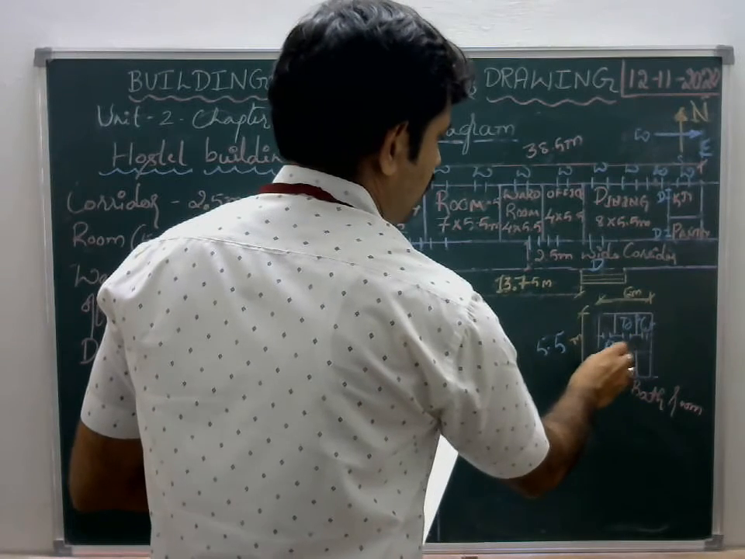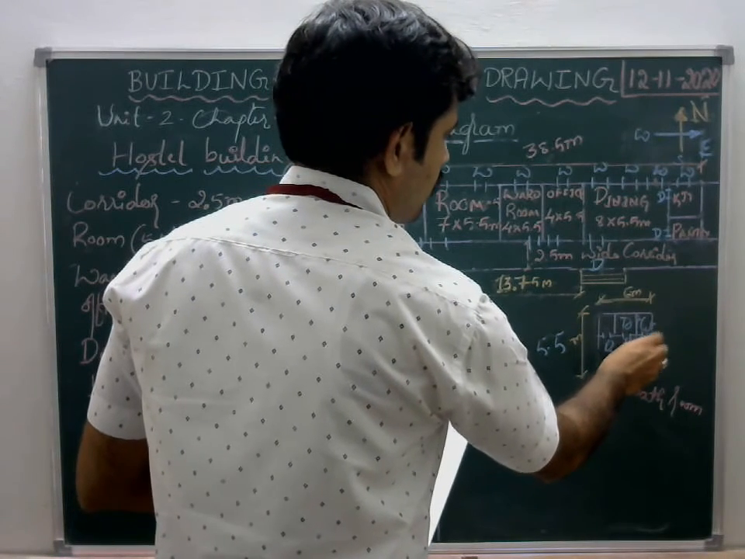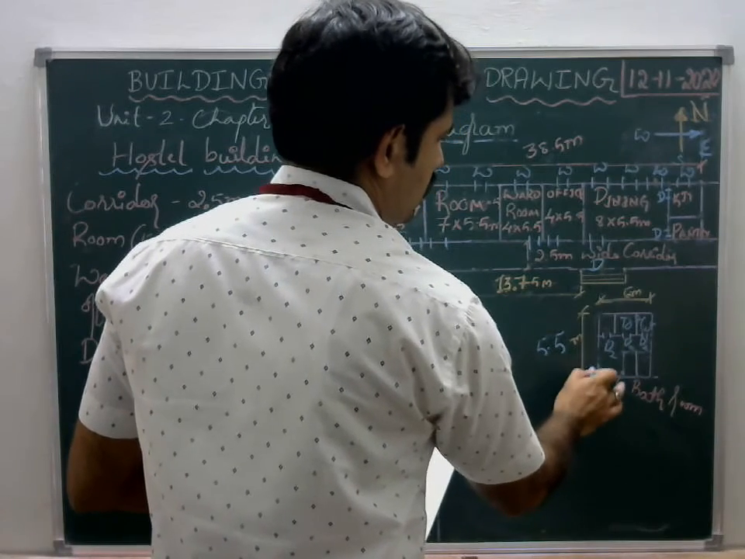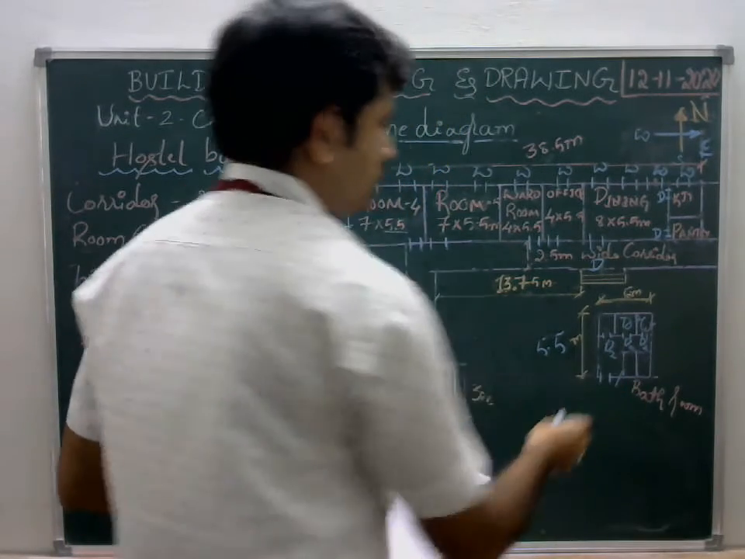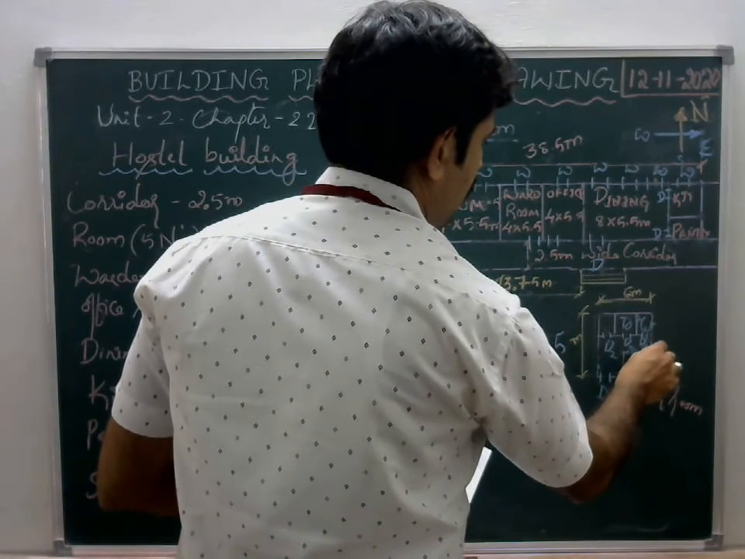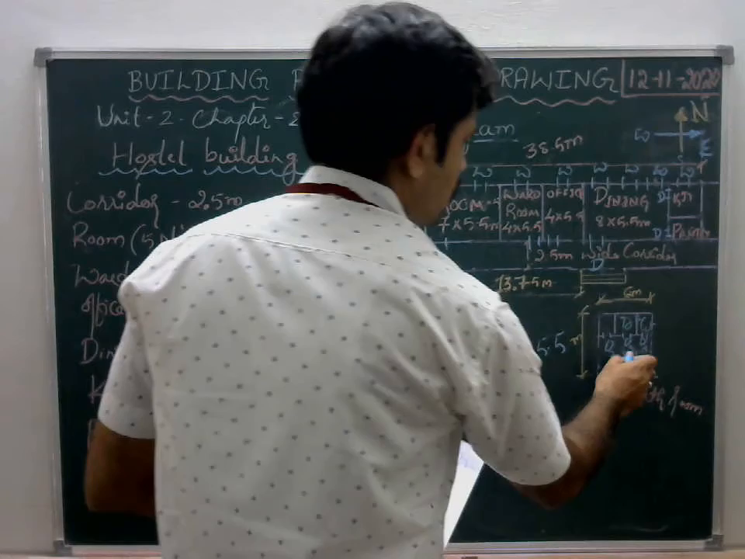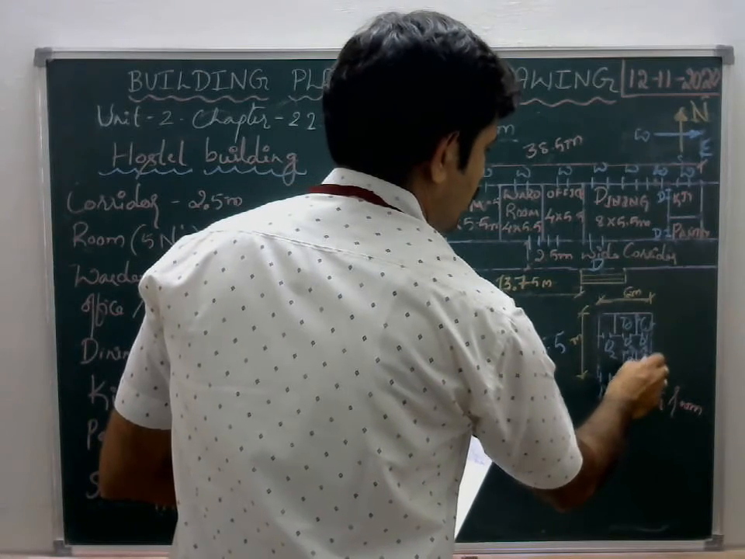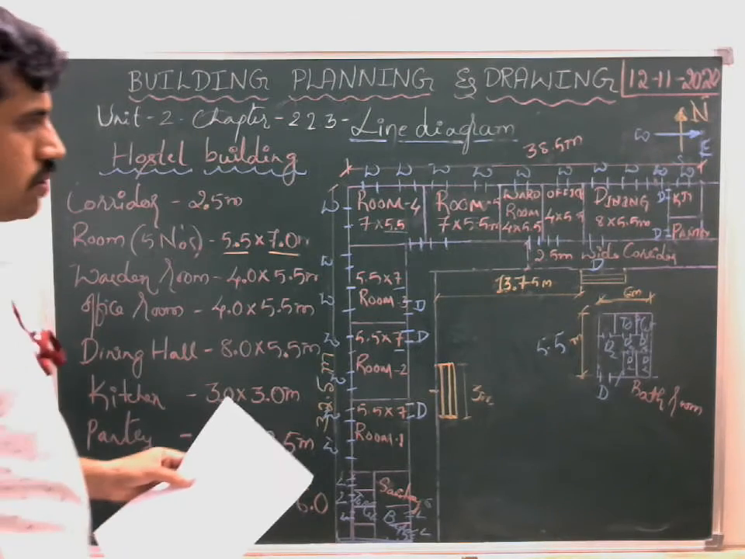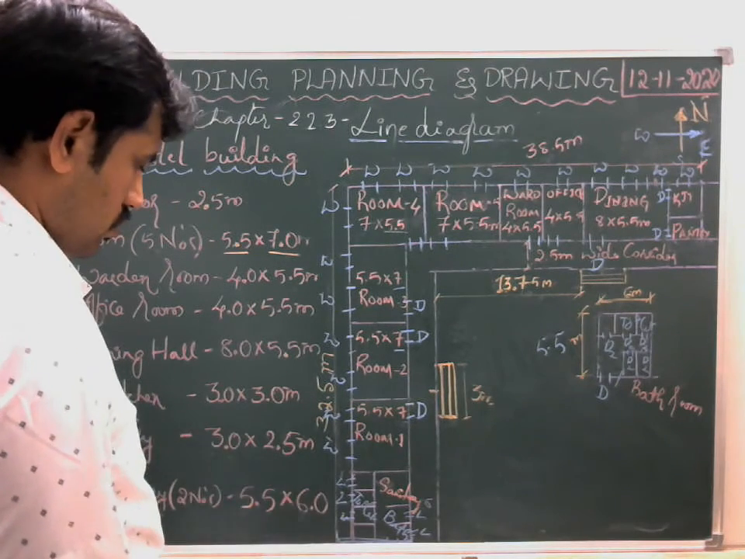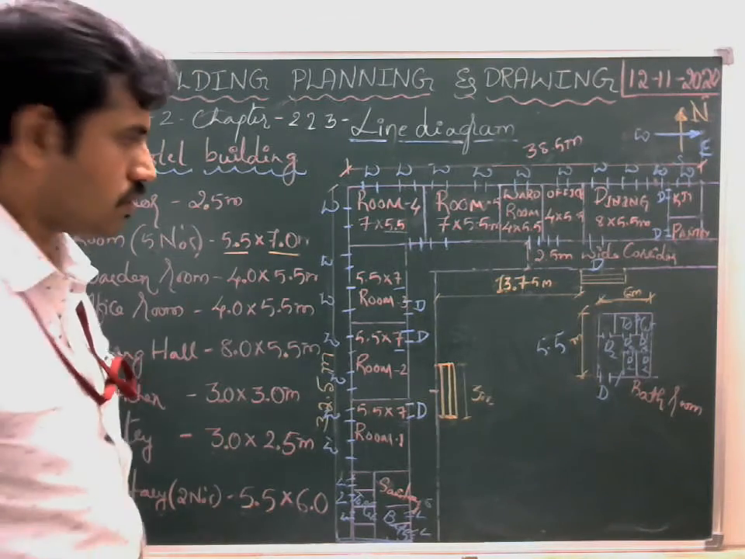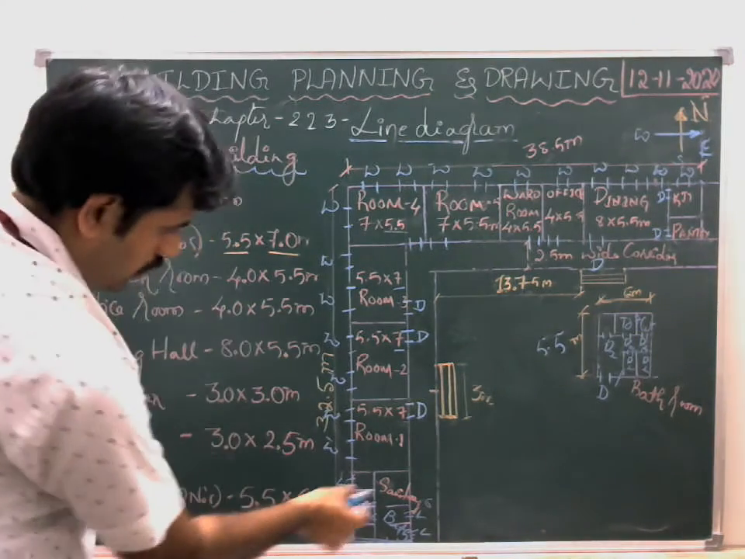So we're going to write this as D2. Why? Because the dimension is different, and this will be the same D. And here I am going to provide another door. Again, I will call this D2 itself. Here also, same thing.